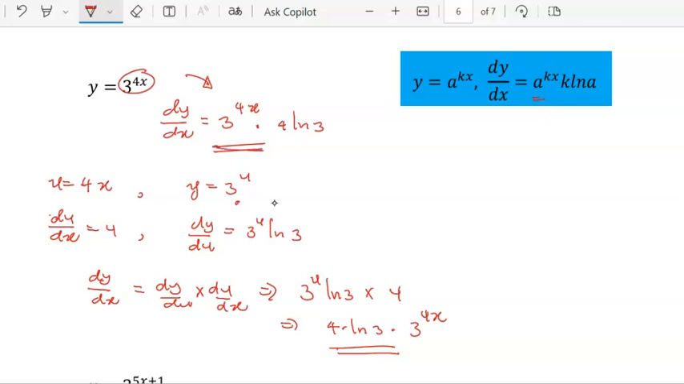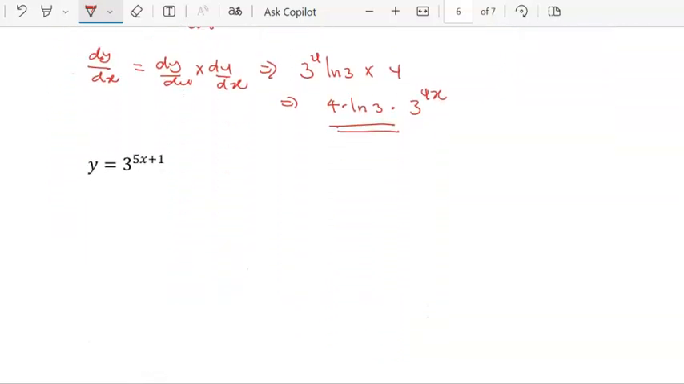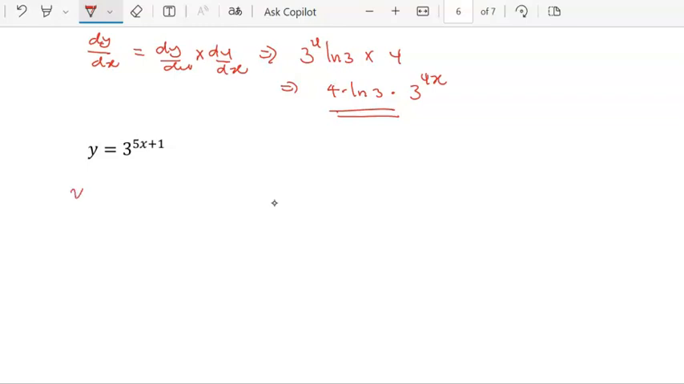Now, it is very important for you to remember how to do this, because sometimes this formula can be a little bit confusing if you just put so many formulas in your head. So you can even try this one out and say, all right, we shall let our u equal 5x plus 1. That means our y is 3 to the power of u. So we have our du/dx as equal to just 5, and then our dy/du as equal to just 3 to the power of u, natural log of 3.